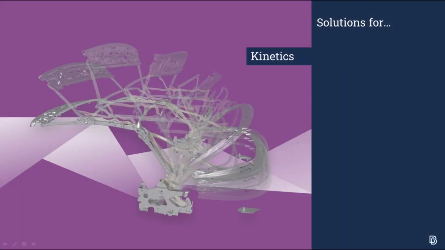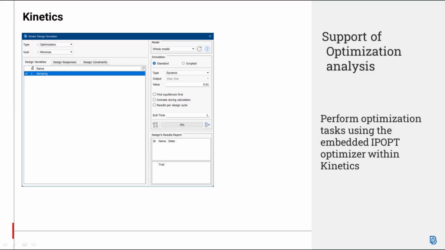In regards to the kinetics, there's often the need to perform an optimization analysis in order to find the best combination of parameters on mechanisms with the goal to improve the overall performance that will meet the specified requirements. Kinetics now include an optimizer that is using the IPOPT library. The optimizer is based on the sequential approximate optimization methods in order to improve efficiency, especially on large-scale models.